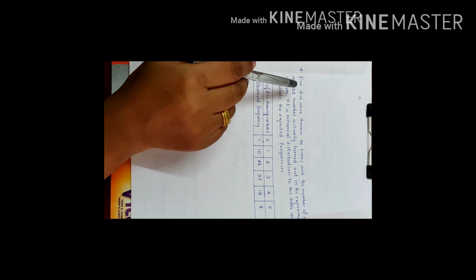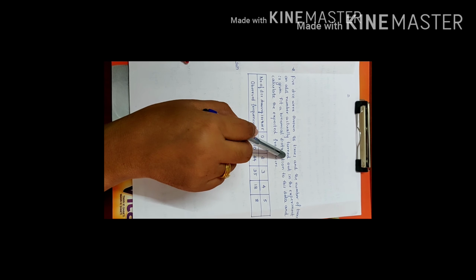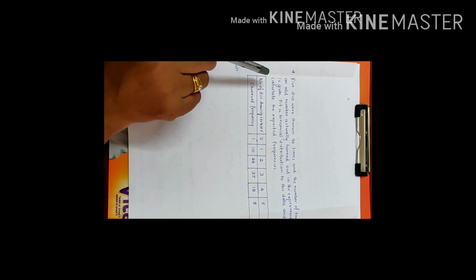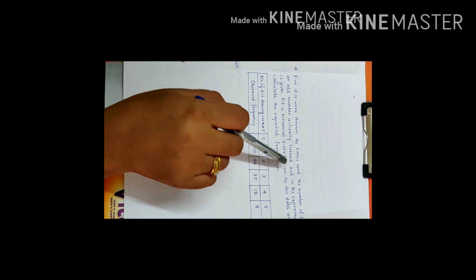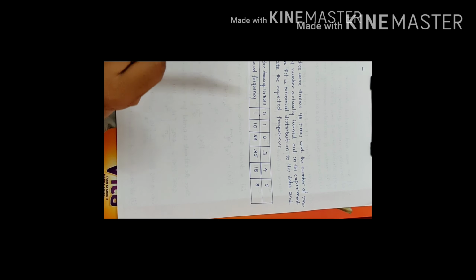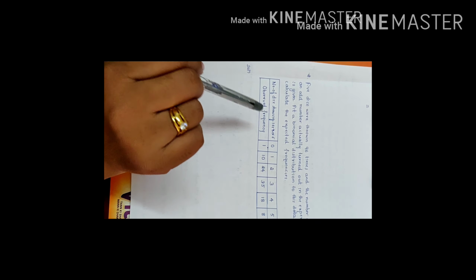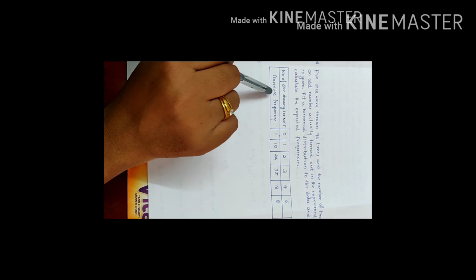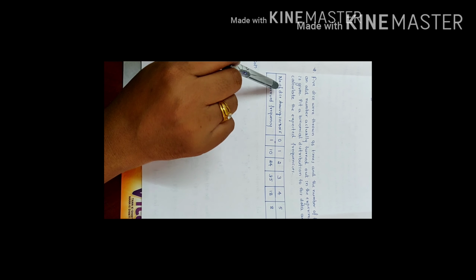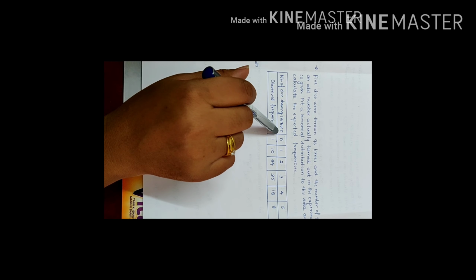Next example: 5 dice were thrown 96 times and the number of times an odd number actually turned out in the experiment is given. Fit a binomial distribution to this data and calculate the expected frequencies. Data is given in the table. Number of dice showing 1 or 3 or 5: the values are 0, 1, 2, 3, 4, 5, and observed frequencies are given as 1, 10, 24, 35, 18 and 8.